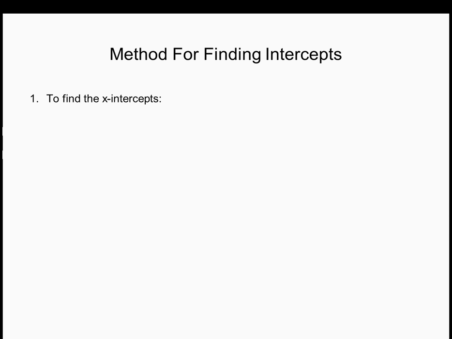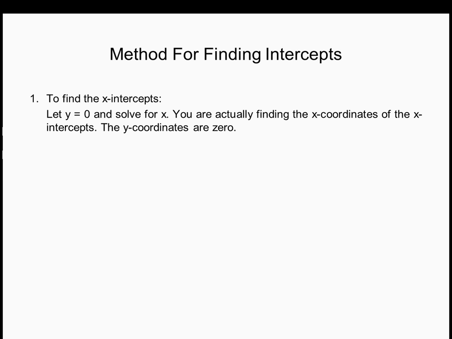To find the x-intercepts, let y equal 0 and solve for x. You're actually finding the x-coordinates of the x-intercepts. The y-coordinates are 0. So notice you're doing a substitution and solving an equation.